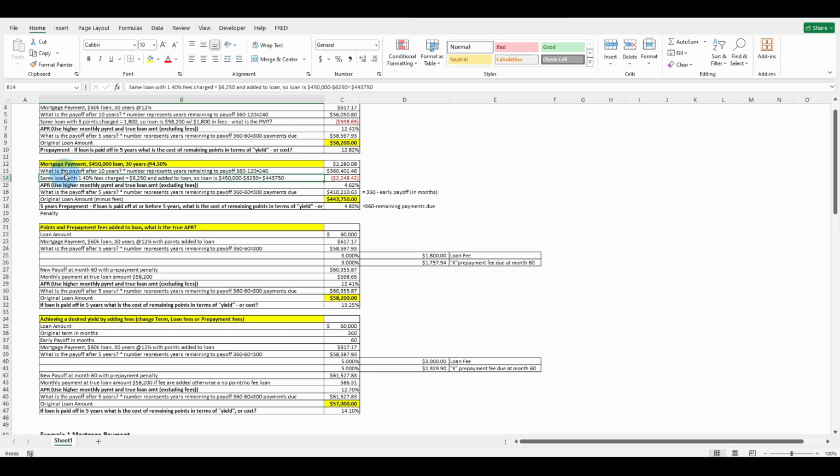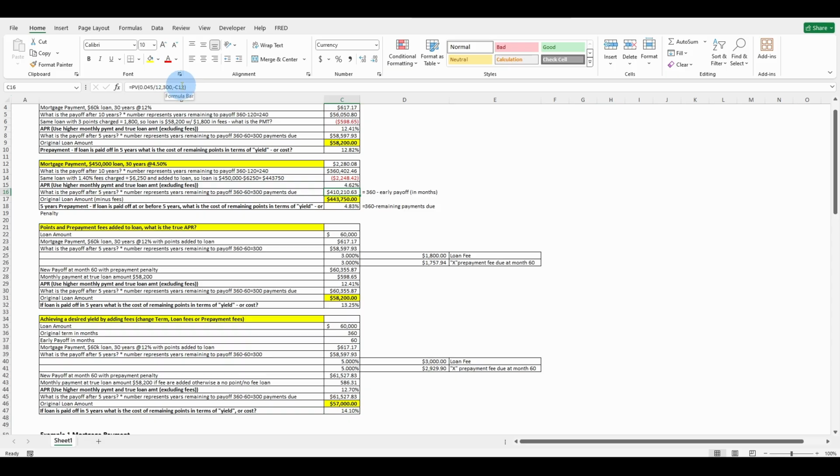Same loan with 1,400 fees charged and added to loan. So loan is 450 minus 6250. This would be a 1.4 origination fee, for example. We have 2248.42 as the new payment, as opposed to 22. What do we do? All we're doing is changing that loan amount to C17. Right here, 43. I cheated. Okay. So you get this 443,750. Then what is the payoff after 5 years?